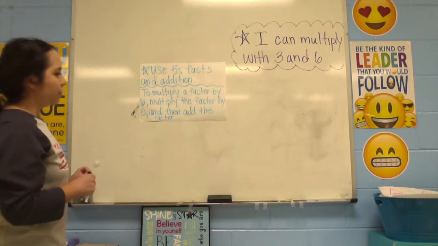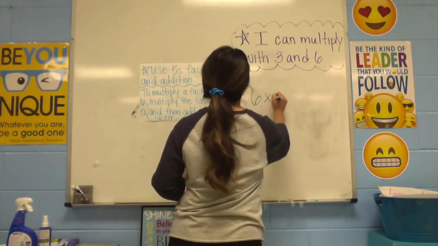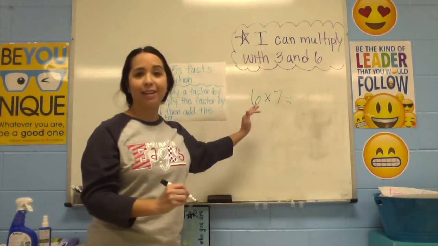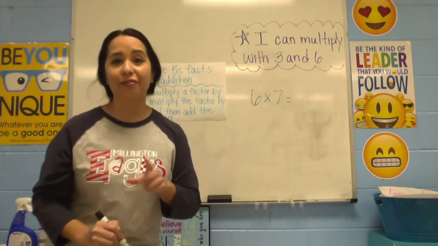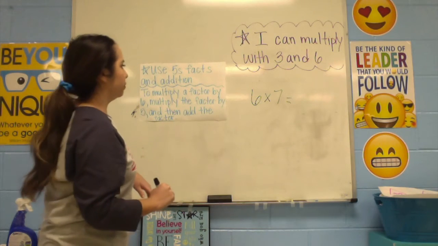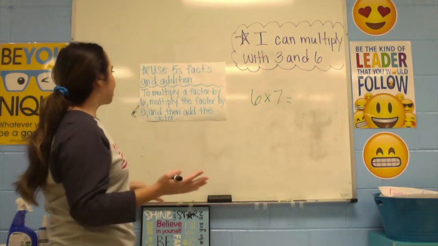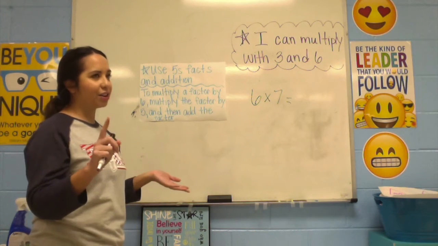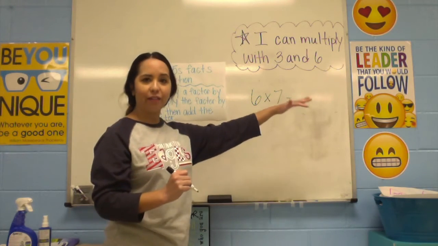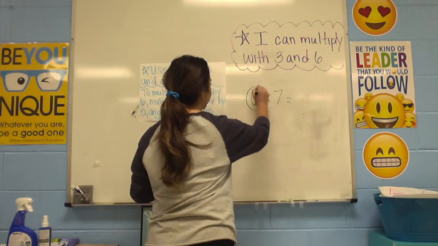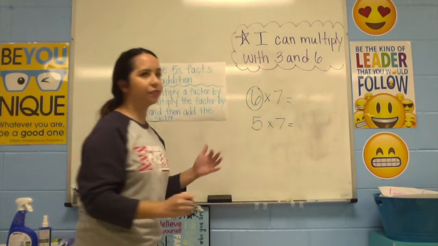All right, so here's a problem that we're going to start with. Let's start with 6 times 7. All right, as you can see, one of my factors is a 6. Okay, when you have a factor that is a 6, you can use your 5's facts. So watch. What you would do is you multiply the factor 6 by 5. Okay, I know that sounds confusing, but watch me. So instead of saying 6 times 7, you would change the 6 to a 5. 5 times 7, because we're going to go ahead and use our 5's facts.